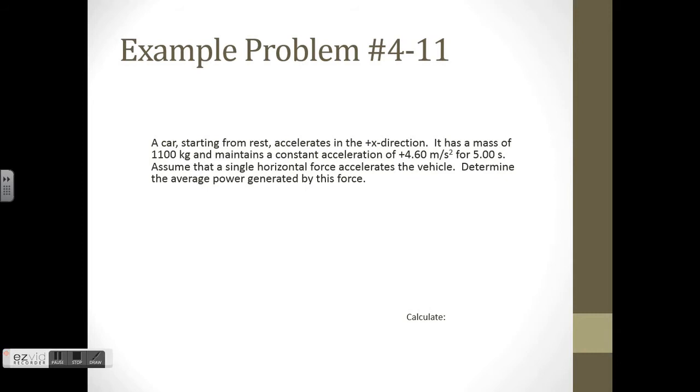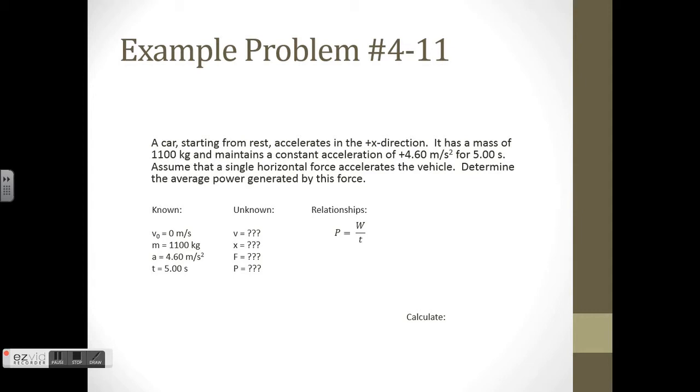Let's say we have a car starting from rest that accelerates in the x direction, has a mass of 1,000 kilograms, and maintains a constant acceleration of 4.6 meters per second squared for 5 seconds. Assume a single horizontal force accelerates the vehicle. Determine the average power generated by this force. So here are the known pieces of information: we know v0, we know a, we know time, we know mass. The things that I don't know are the final velocity, the distance the car traveled, the force acting on the car, the net force acting on the car, and the power generated by the car.